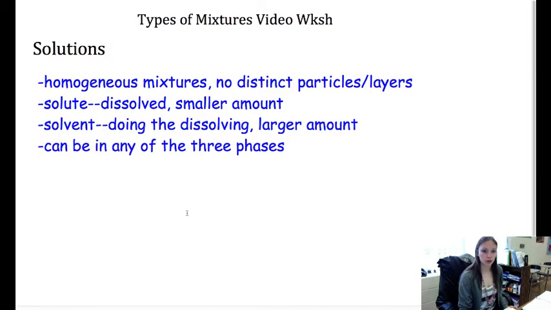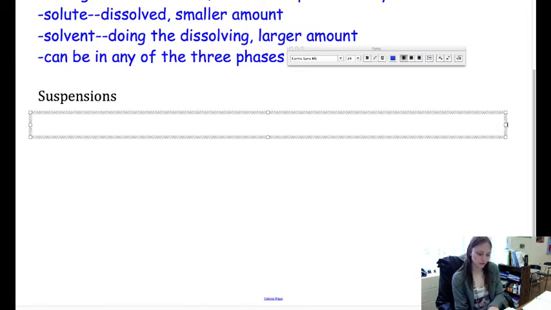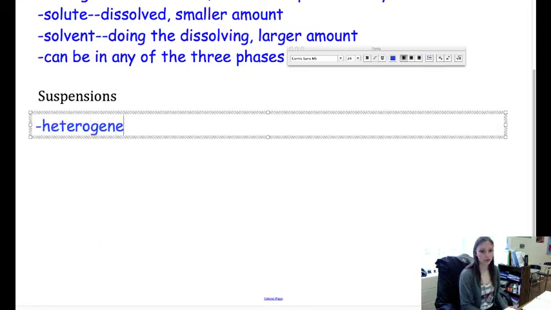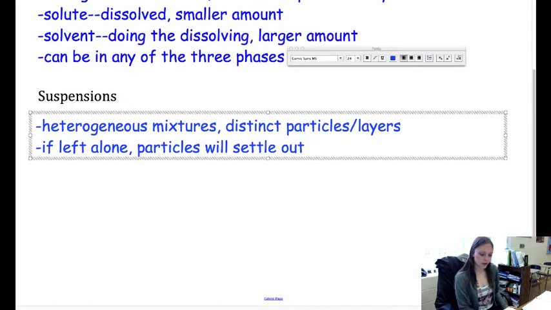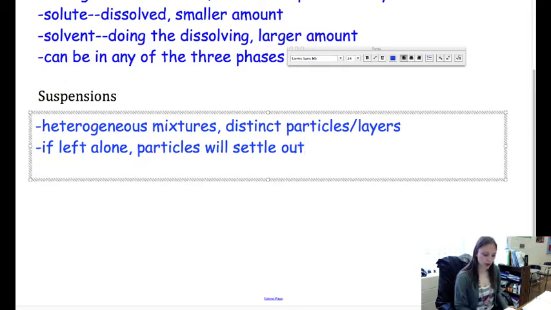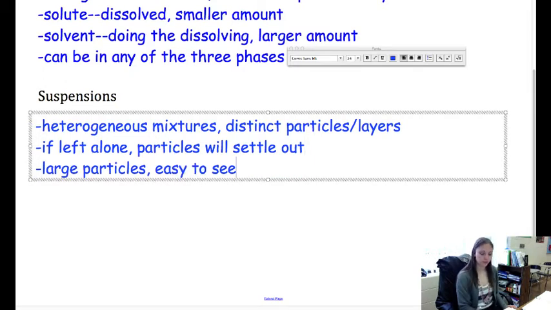The next type of mixture we're going to look at is going to be a suspension. Okay, suspensions are not homogeneous mixtures. These are heterogeneous mixtures. Okay, where you have distinct particles or layers. A suspension is going to be something where if it's left alone, particles will settle out. And they settle out into like distinct layers. So a good example here would be something like river water. Okay, so these are going to have fairly large particles.